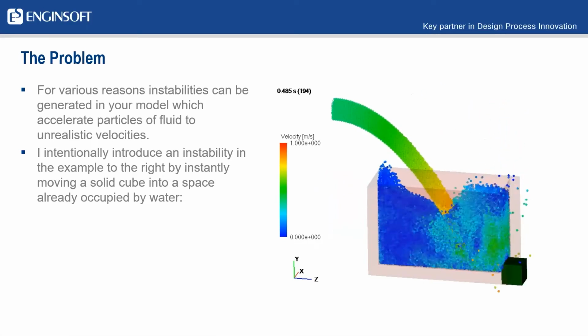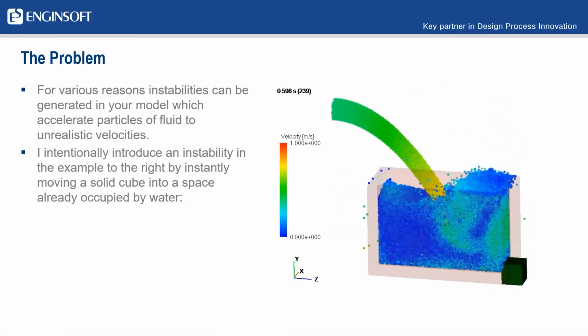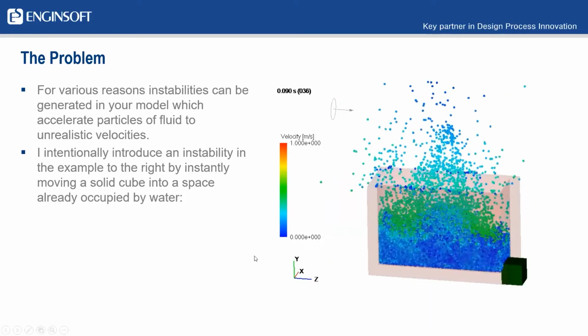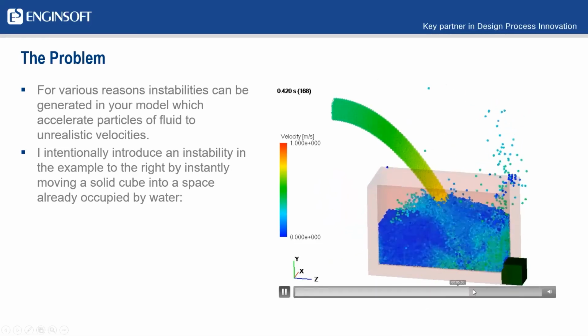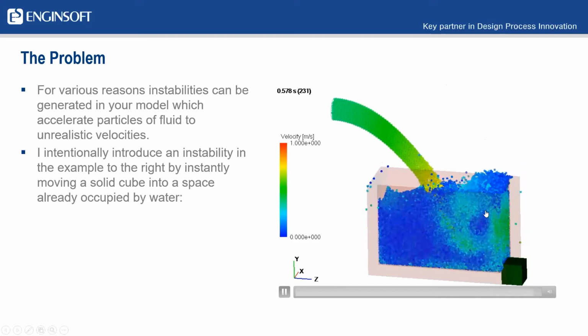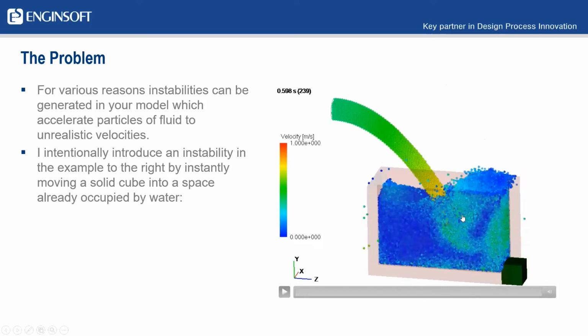This is something you may have seen in different ways in your models. Instabilities can be created in multiple different ways. A lot of times it is because there's solid geometry and fluid particles that are trying to exist in the same space at the same time. But there's multiple ways that it can happen.